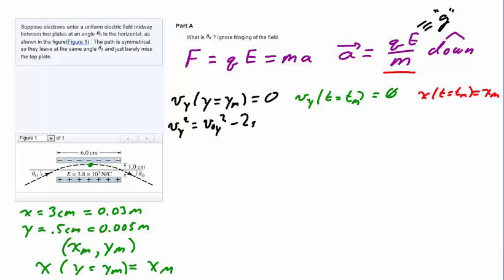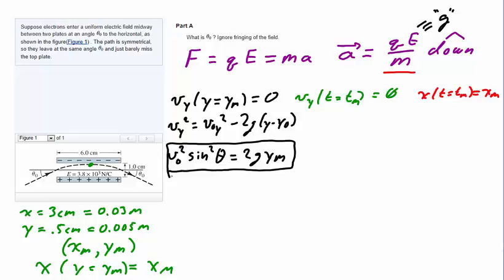So this will be minus 2g times y minus y0. Plugging in that y0 would be 0 and vy is required to be 0, we're going to come up with an expression that tells us that v0 squared sine squared of theta shall be equal to twice g times y max. That is the result of the first of our 3 conditions necessary to force the projectile to follow the trajectory shown.